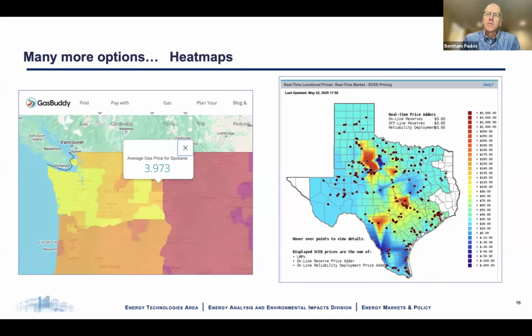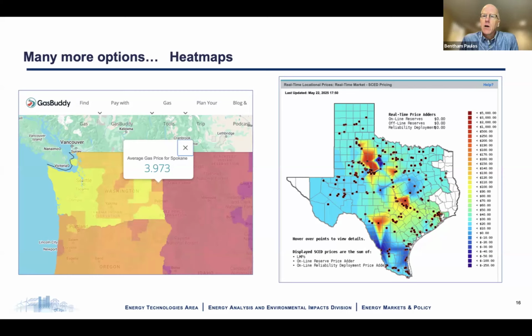Color can be used in other ways as well. A common format is known as a heat map. A heat map is not necessarily a map, but it can be. It can also be a chart where the color varies by the intensity of data. So on the left is GasBuddy. It's a website that tracks gasoline prices. And the prices are color coded with different layers of intensity. The pop-up here is from a mouse over, which indicates the specific price for whatever you click on.